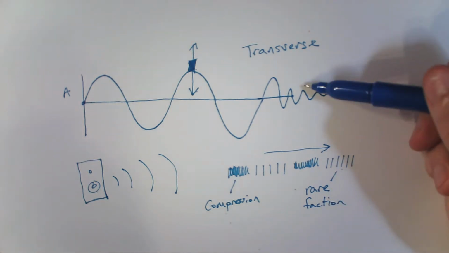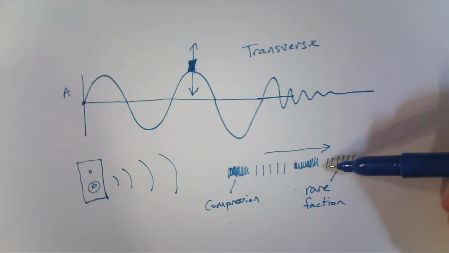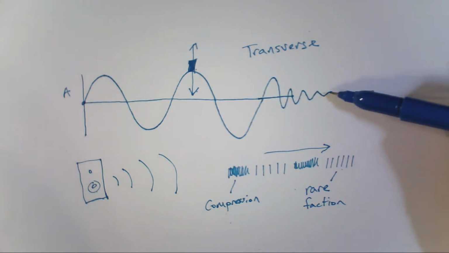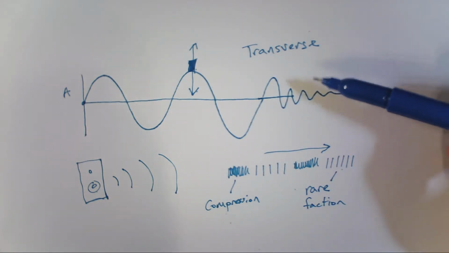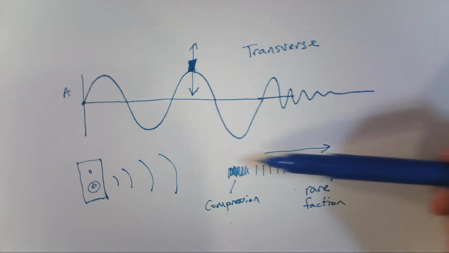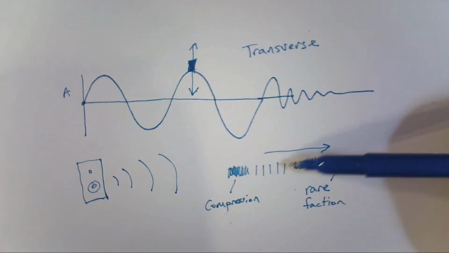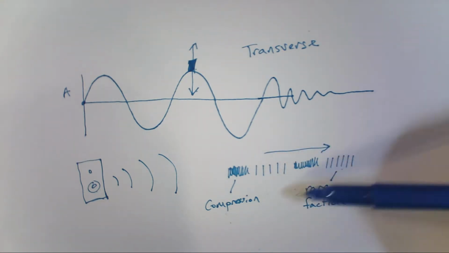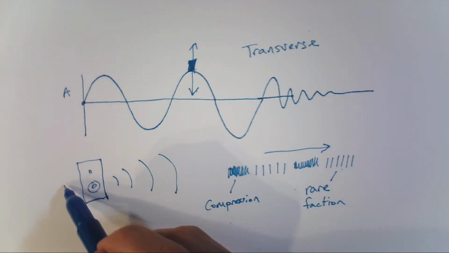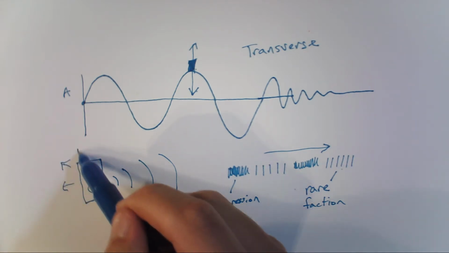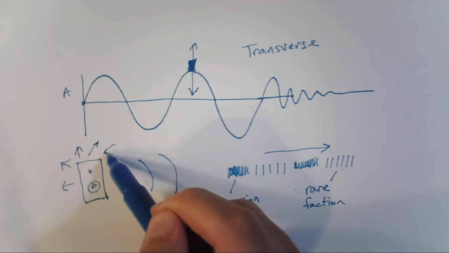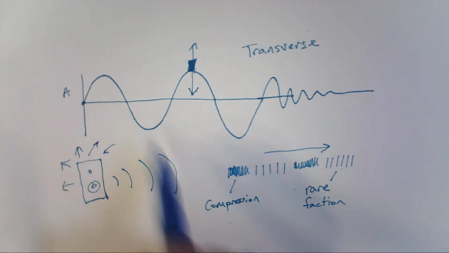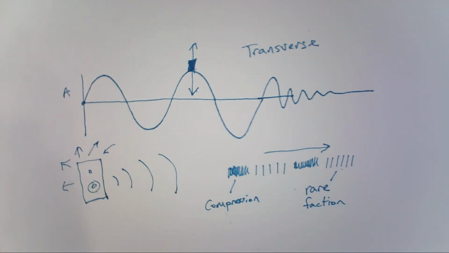Now we're going to compare these two because in fact you can represent a sound wave with this diagram, but a transverse wave actually looks something like this. A sound wave looks nothing like this. It looks like this instead. But of course not in a line, in a sphere radiating out from your source. So in this direction, and this direction, and this direction, and this direction, and this direction, every direction around the source.